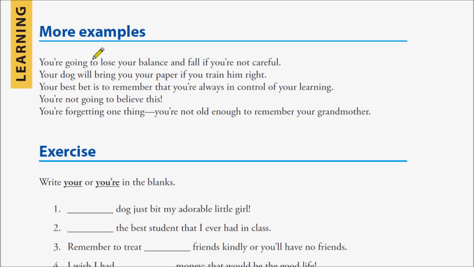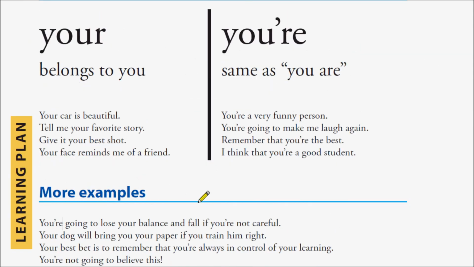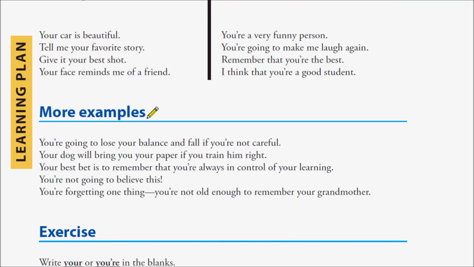But here, you are going to lose your balance and fall if you are not careful. That makes sense. So because it's the same as "you are," okay, because "you are" fits, then this "you're" is correct. But if it doesn't make any sense, then it's this "your" that you've got to use. Okay, so here you wouldn't say "you are best bet is to remember." That doesn't make any sense. So it's got to be this "your."